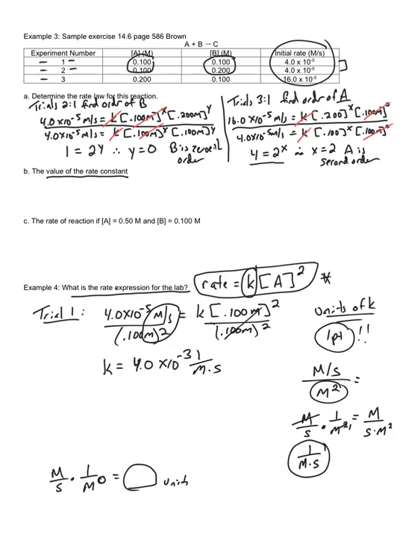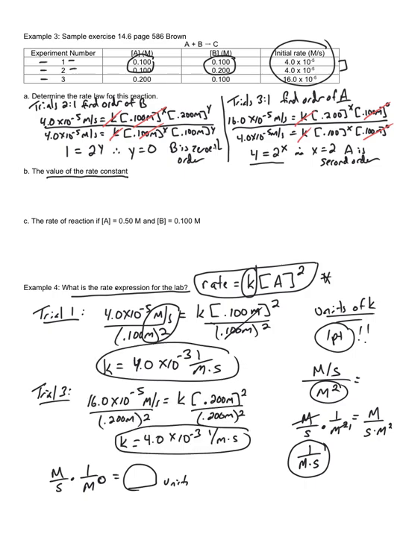Now, if I were to pick a different trial, should I get the same K value? Does it matter which trial I pick? Well, theoretically, it shouldn't. So go ahead and do trial 3 right now and calculate the value of the K, pause my lecture, and see if you get the same value. All right, so going ahead and doing the math, I end up getting exactly the same answer. Hopefully you did as well. So again, it doesn't matter what trial you pick.